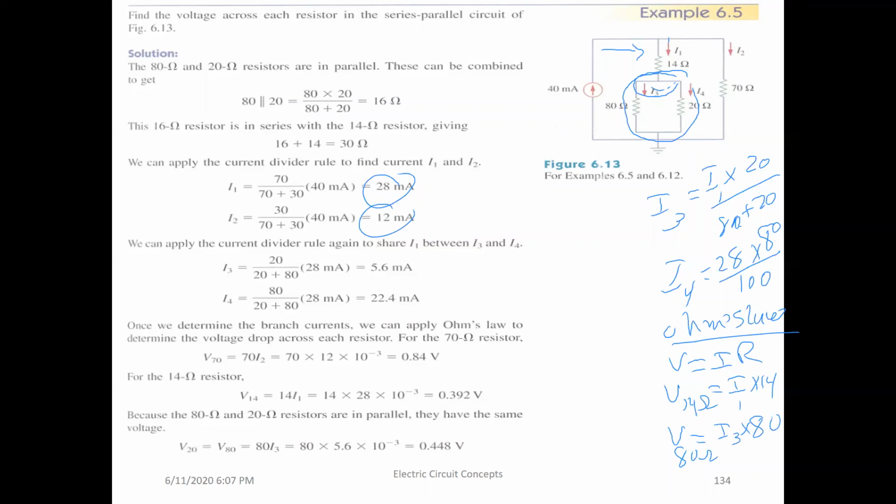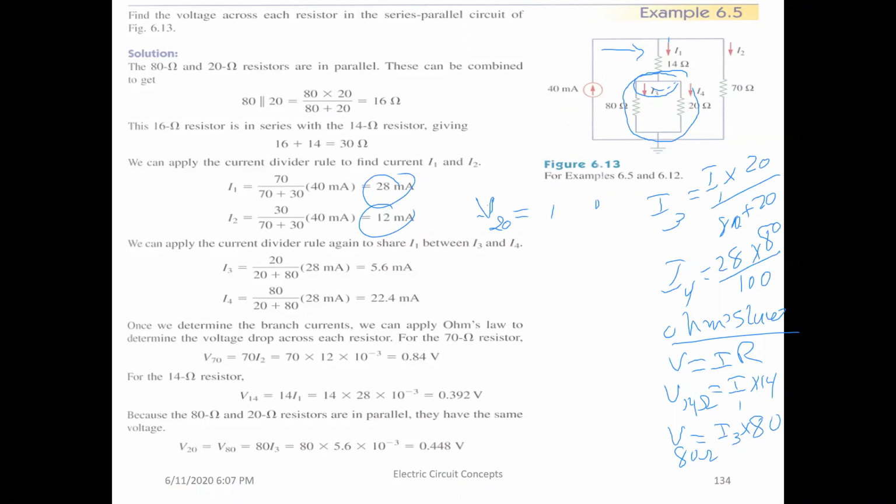Remember, when we apply Ohm's law, and I'm repeating this here because this is very, very important: when you need to find the voltage across any resistor, you must use the current that passes through that resistor and the value of that resistance. And that's what I'm doing here. Now, to find the V across the 20 ohm resistor, it will be the current, which is I4, multiplied by the 20.